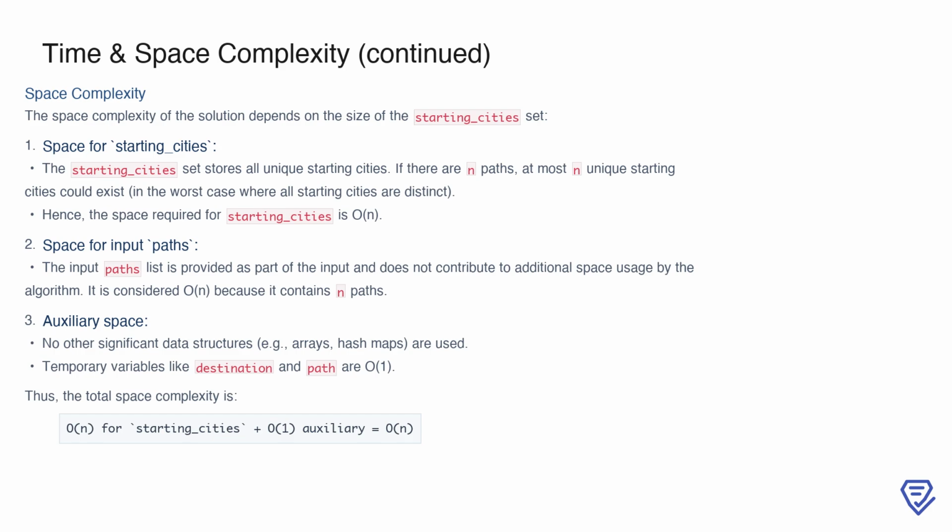Beyond that, the algorithm does not rely on any additional significant data structures. Temporary variables like destination and path occupy constant space, which is O(1). Therefore, the total space complexity is determined by the space for starting_cities and is O(n) overall. This means the algorithm is efficient in terms of memory usage as well, scaling linearly with the input size.